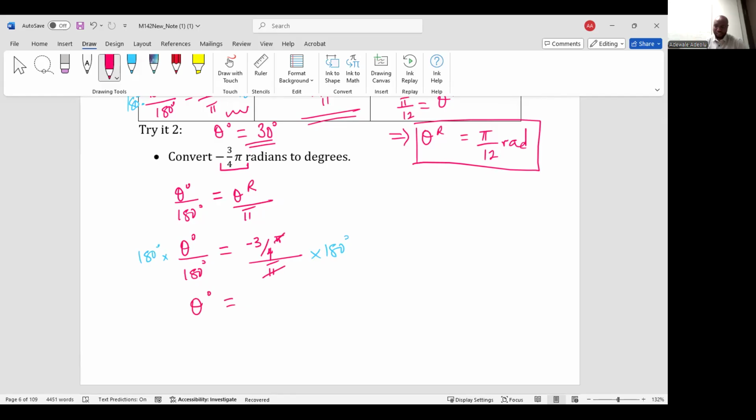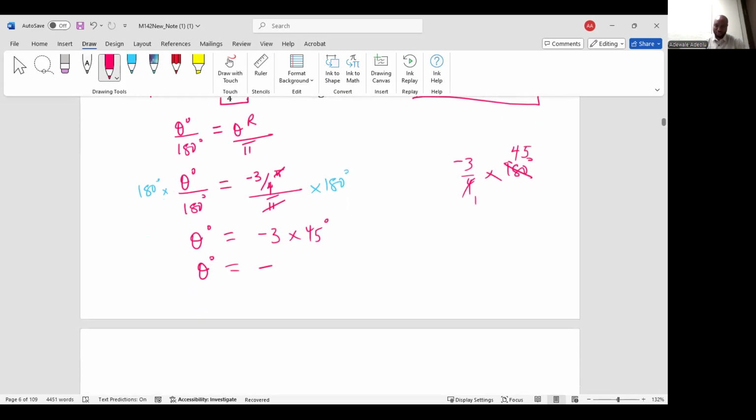So that is -3/4 times 180 degrees. 4 goes into 4 once, 4 goes into 180 forty-five times. So that is -3 times 45. So our angle in degrees is minus 135 degrees. You have to put this degree there because if you just write 135, it means you are saying 135 radians. So to differentiate, you have to put degree.